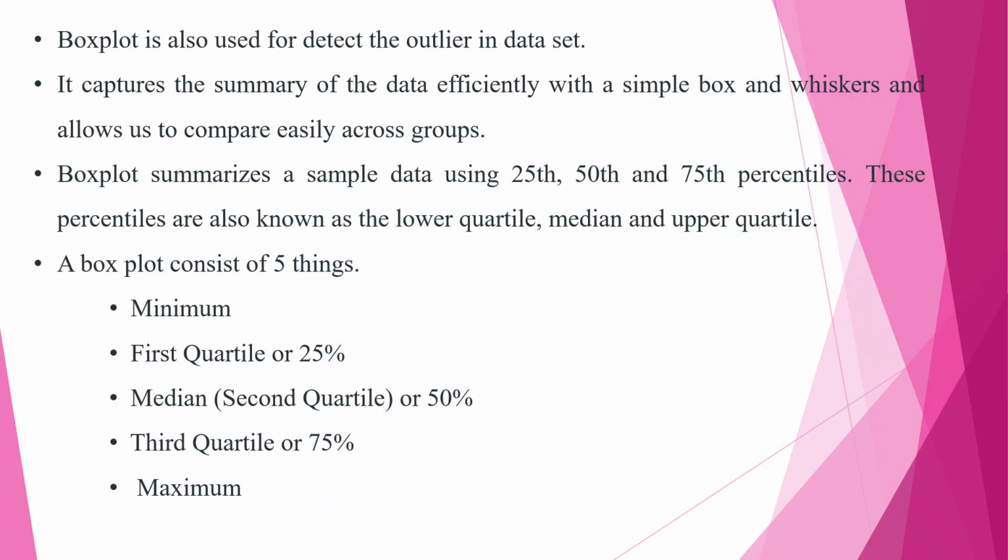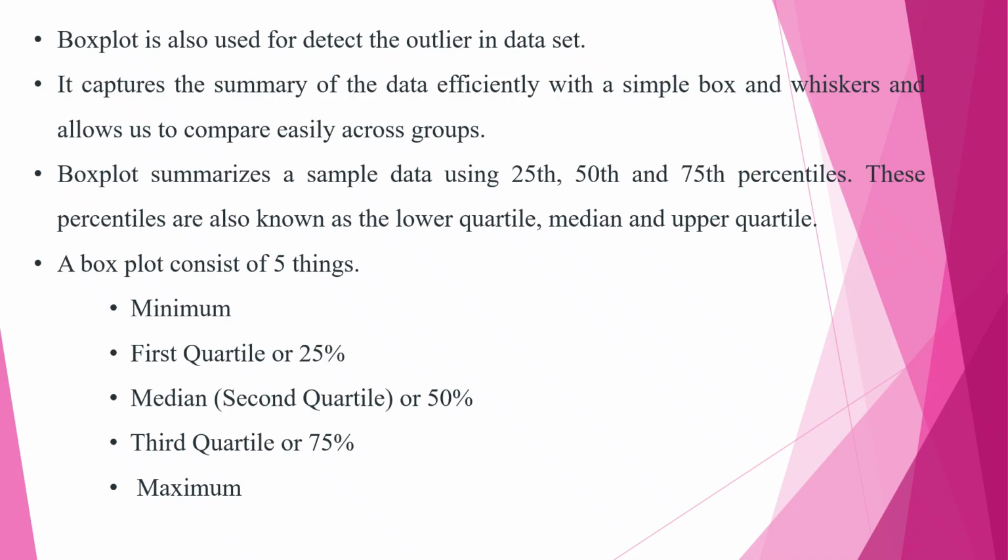A box plot is also very useful for detecting outliers in a dataset. As it clearly shows the values that fall far outside the normal range, it also provides a compact summary of the data using a simple box and whisker structure, making it easy to compare distributions across different groups.